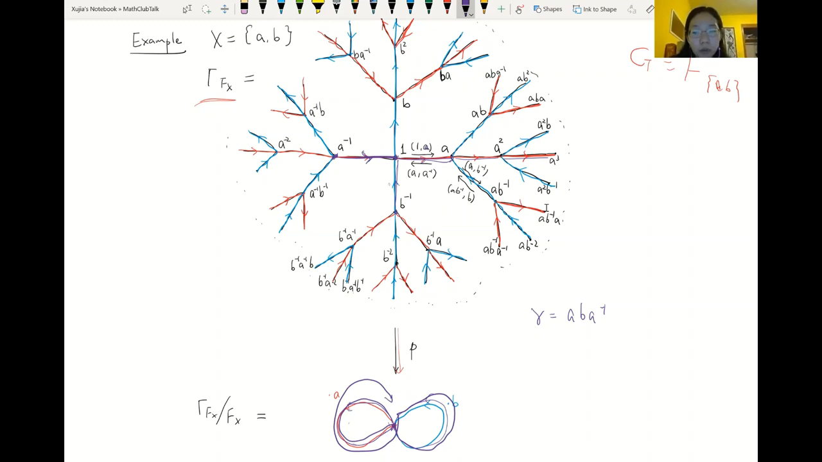And once we arrive at this vertex, we need to go into some B edge, so it can only go this way. And once we arrive at this vertex, it has to go to some A inverse edge, so it has to go this way. And it's going to end up here. So this path is the lift of gamma. So we have a circuit here, it's going to be lifted to a path. It's not going to end at the same vertex as where it started, but there's going to be a group element G.